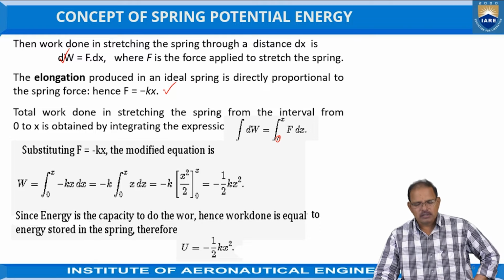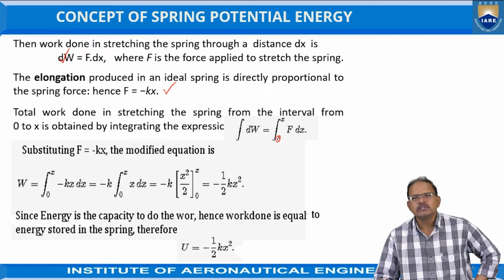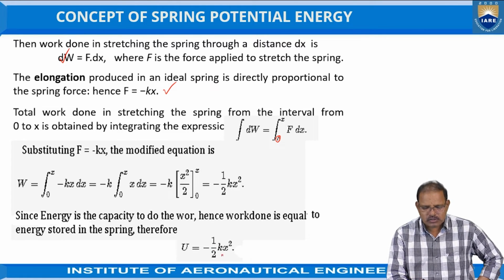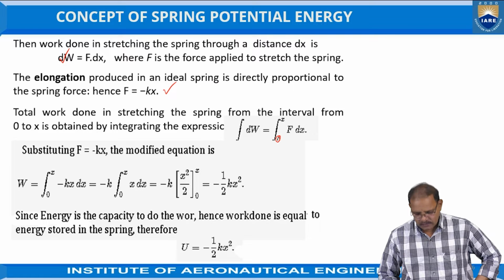Since energy is the capacity to do work, the work done is always stored within the spring as potential energy. Hence, the potential energy stored within the spring is given by U is equal to minus of 1 by 2 kx square, which is equal to the capacity to do the work.